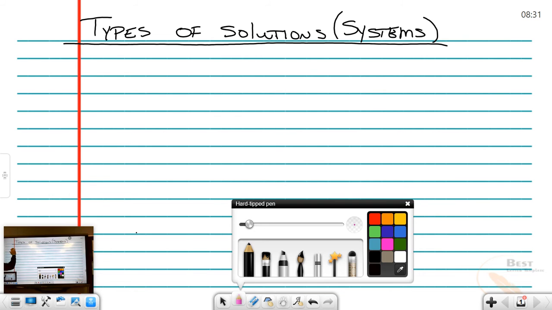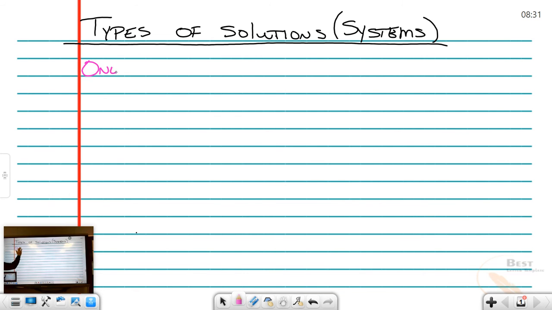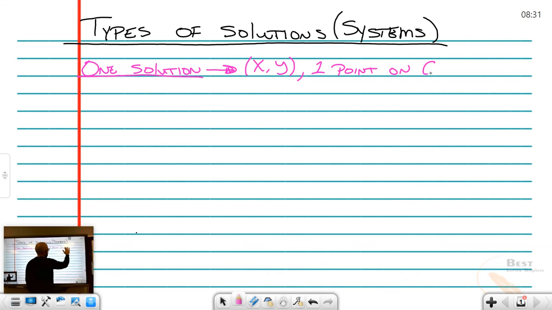So the first one we're going to look at, obviously what we've been doing, is one solution. With systems, one solution means we have 1 point, an X and a Y. So one solution, you just have your X and Y. It's 1 point on a graph. And remember, this is the intersection point. I'm going to put out here, intersection.